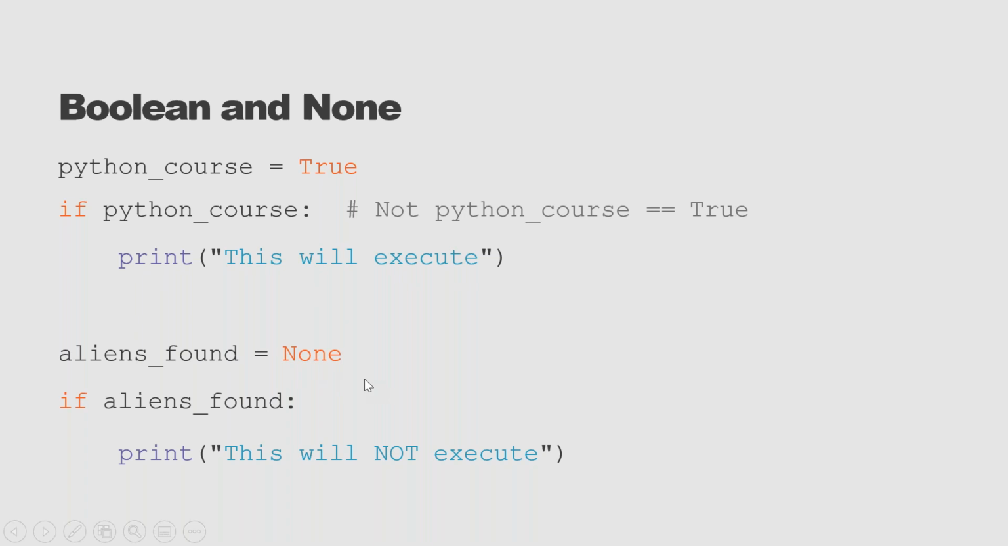Aliens found none. This is interesting. Here you have a true, this is a boolean. This is Python course is equal to true, it's a true. But here aliens found is equal to none. So true, false, and none. So none is kind of a boolean actually. Here none means it's not set. So not set means it will not execute.